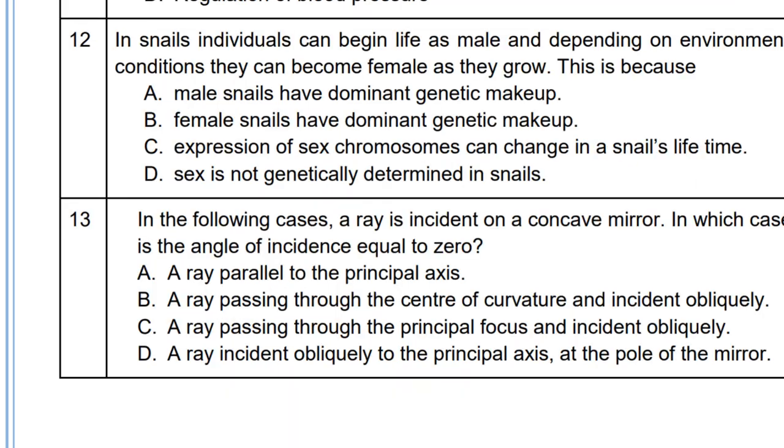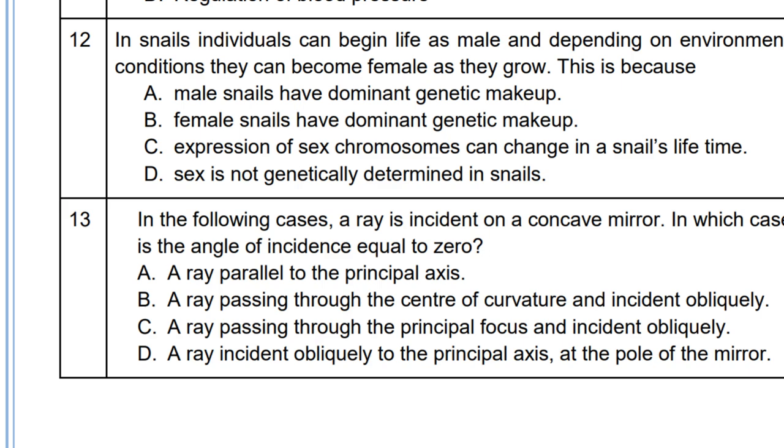Question 13. In the following cases, a ray is incident on a concave mirror. In which case is the angle of incidence equal to 0? A. A ray parallel to the principal axis. B. A ray passing through the center of curvature and incident obliquely. C. A ray passing through the principal focus and incident obliquely.